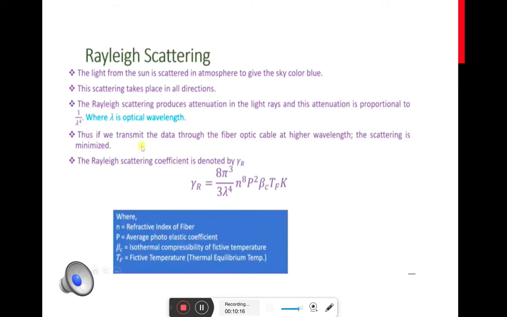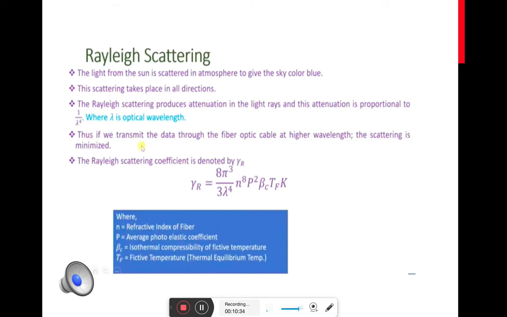In optical fiber, we have three windows in the range of 900, 1300 and 1500 nanometers. All are lower wavelengths, and at lower wavelengths we have higher chances of scattering. So Rayleigh scattering is dominant in all these wavelengths.